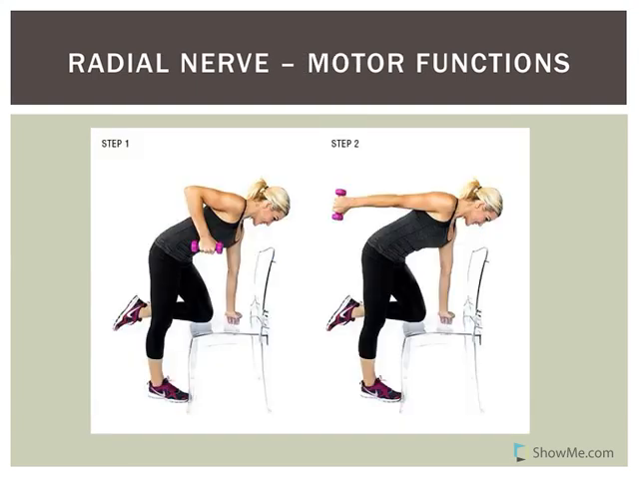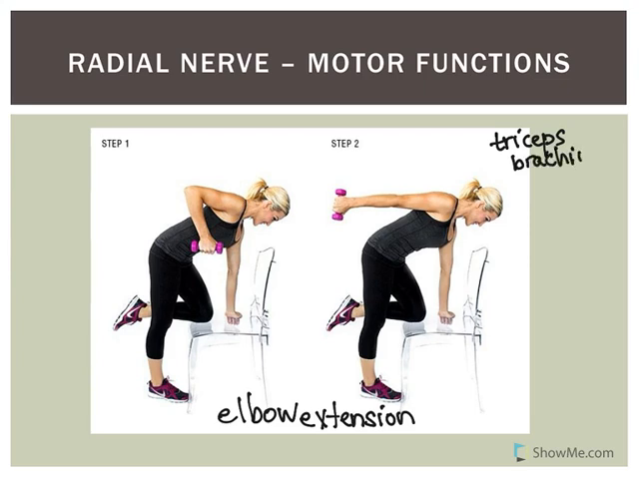It does also have motor functions, so we're going to look at some of the motor functions. So it's involved in extension of the elbow, so I'll write elbow extension. So here you're seeing someone doing what we refer to as an elbow extension, or they're pretty much working their triceps brachii muscle, because the muscle responsible for that is the triceps brachii. It's in the back part of your upper arm, and the radial nerve innervates that muscle. So that's extension of the elbow.